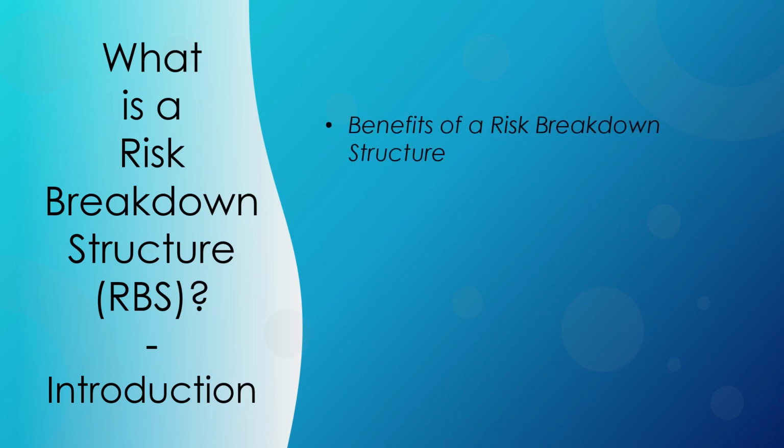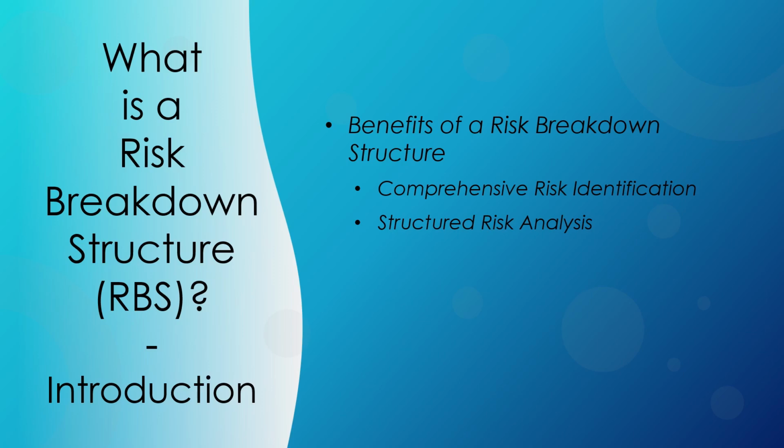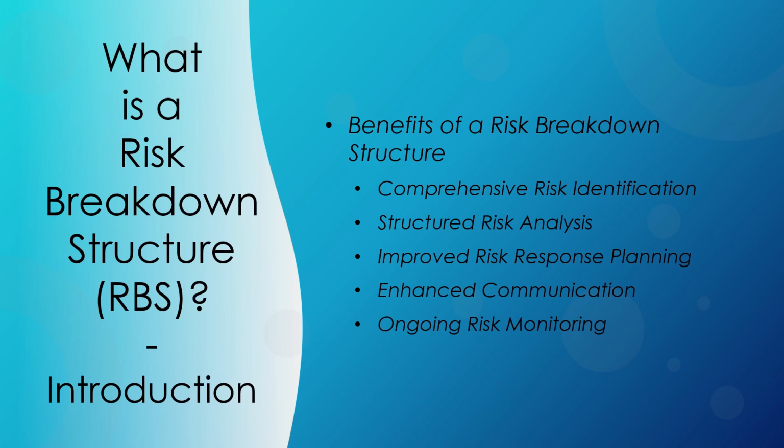The risk breakdown structure offers several benefits to project risk management. The RBS ensures that all relevant risk areas are considered, reducing the likelihood of overlooking critical risks. The hierarchical structure of the RBS allows project managers to analyze risks in a logical and organized manner. By understanding the most critical risk categories, project managers can develop effective risk response strategies. The RBS provides a common language for discussing risks, improving communication and collaboration among project teams and stakeholders. The RBS serves as a reference point for tracking and monitoring risks throughout the project lifecycle.